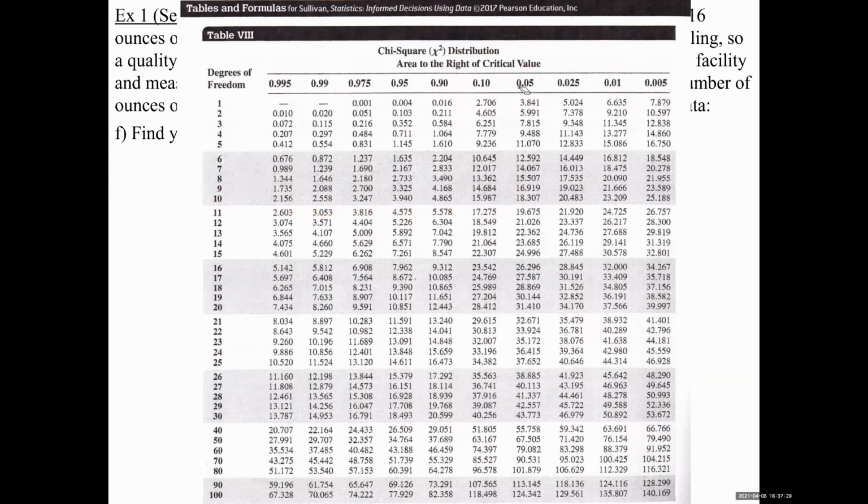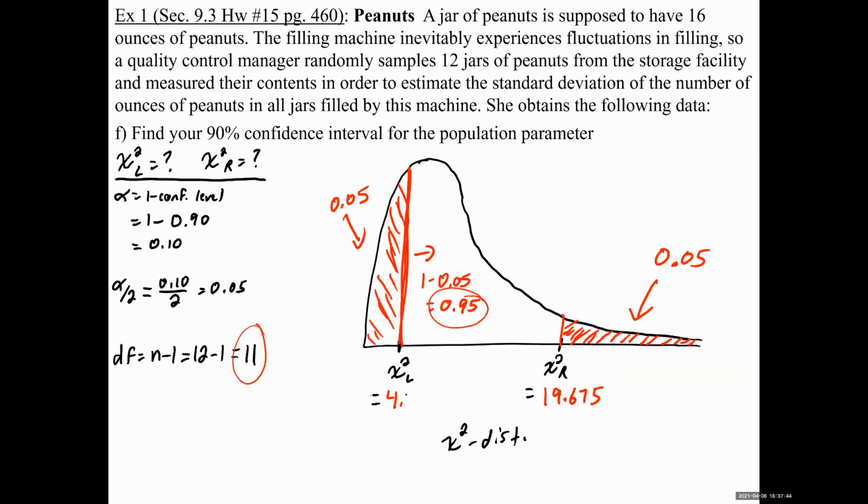Again, it says area to the right. Our area to the right is 0.95 and our degrees of freedom is 11. So go like this and like this. And you get 4.575 for that one. And that's this number here. Any questions on looking up chi-square left and chi-square right?